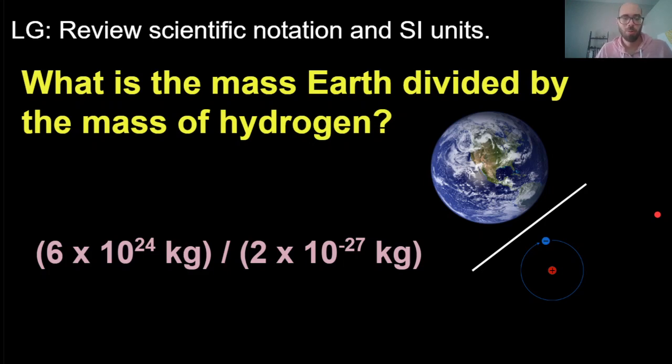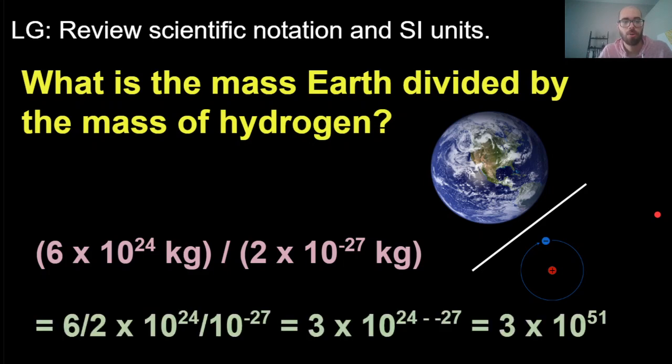Okay, hopefully you gave this a try. This one's a tough one. Let's take a look at the solution. So we're dividing two numbers with the same base. Let's split this up into two math problems, actually. The 6 and the 2, these numbers in front, these coefficients, we're going to divide those separately.